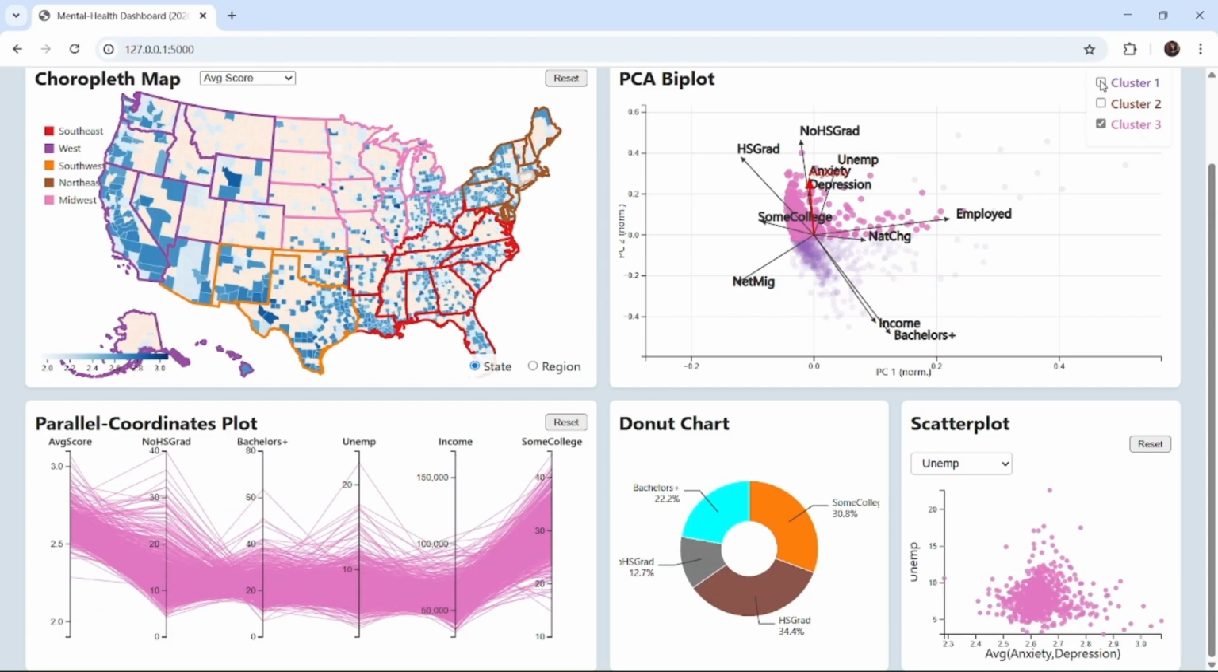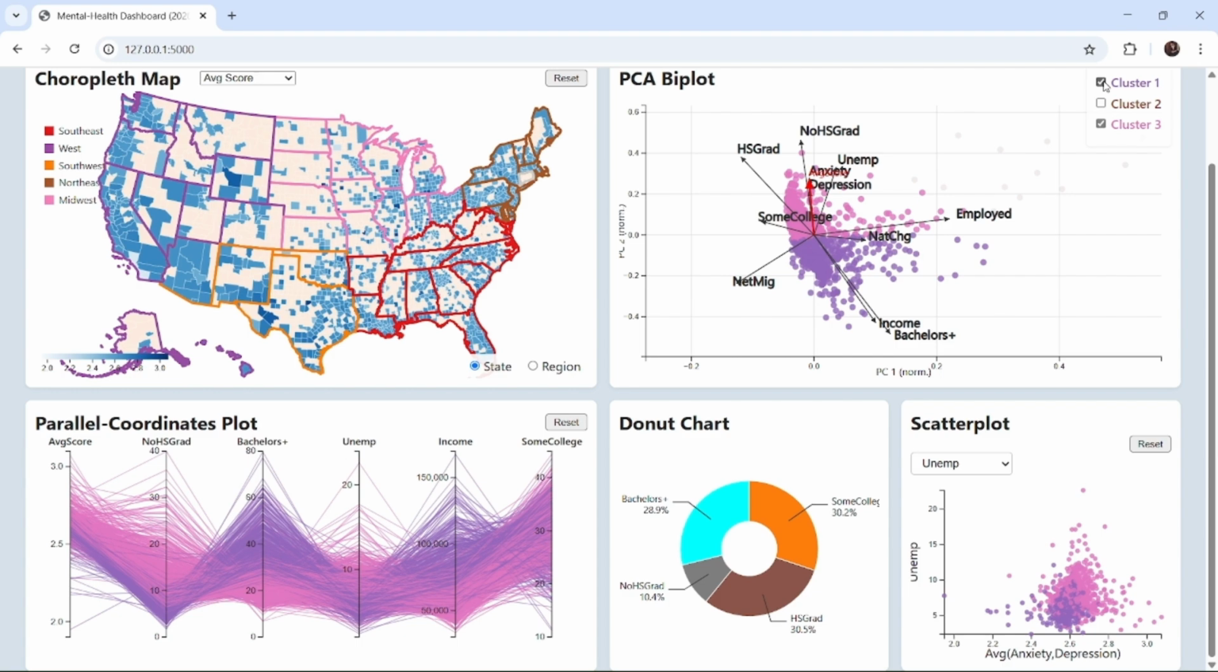So looking at the pink cluster, which is the most vulnerable group, their average score is higher and also higher in no high school degree. Bachelor's degree is pretty low. Unemployment rate is rather higher than the purple cluster. Income is lower than the purple cluster. And they do merge into some college degree because that's not really a decisive variable here.